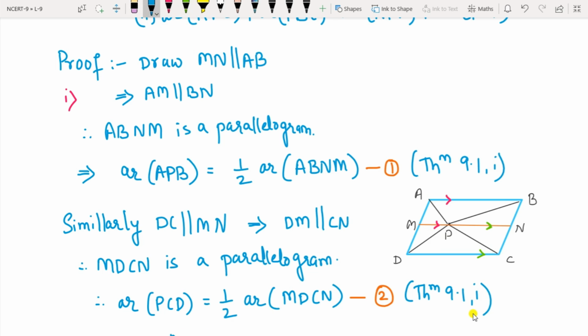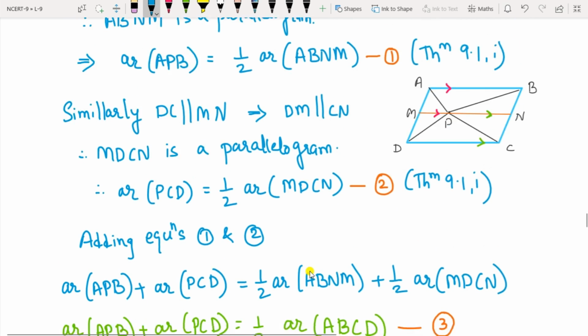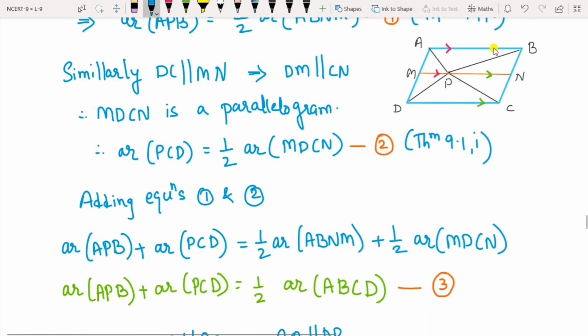Now you have to add these two equations, the first and second equations. If you add these two triangles and these two parallelograms, you will get the whole parallelogram ABCD. So on the right hand side you have to write ABCD here, and that is your equation 3, that is the required one.